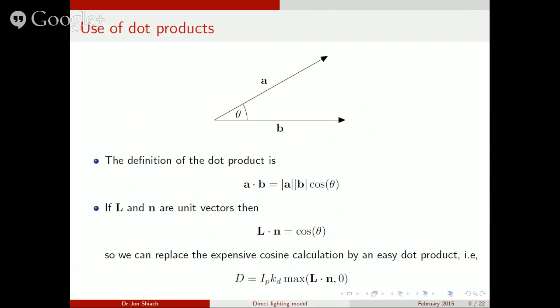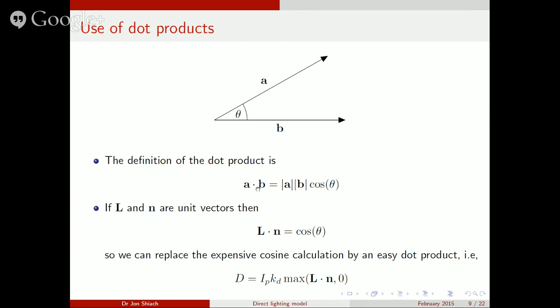Just to give you a bit of a refresher, here I've got two vectors, A and B, and theta is the angle between them. The definition of dot product is A dot B is equal to the magnitude of A times the magnitude of B times the cosine of the angle between them. We need that cosine. That's what we're trying to calculate. That cosine theta, that's what we need.